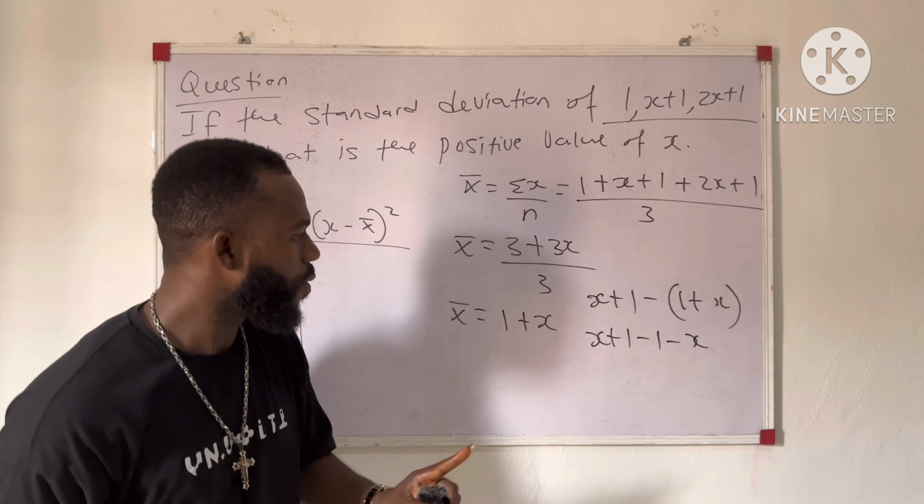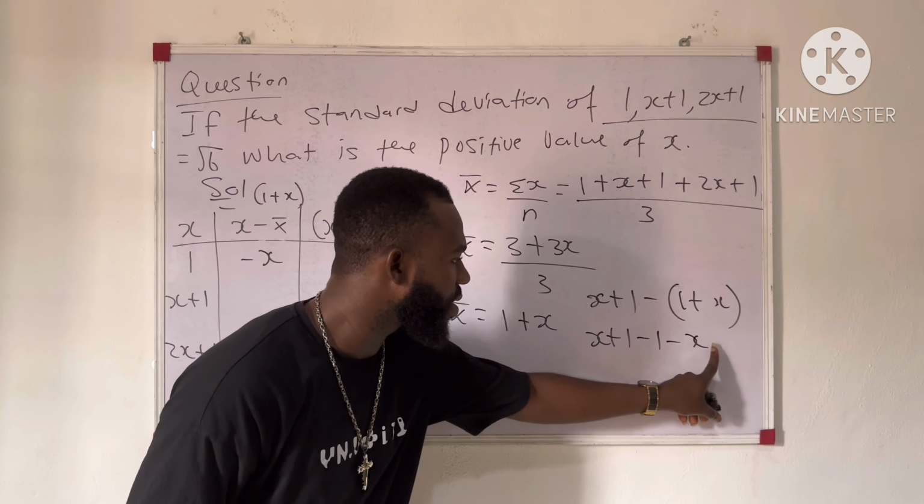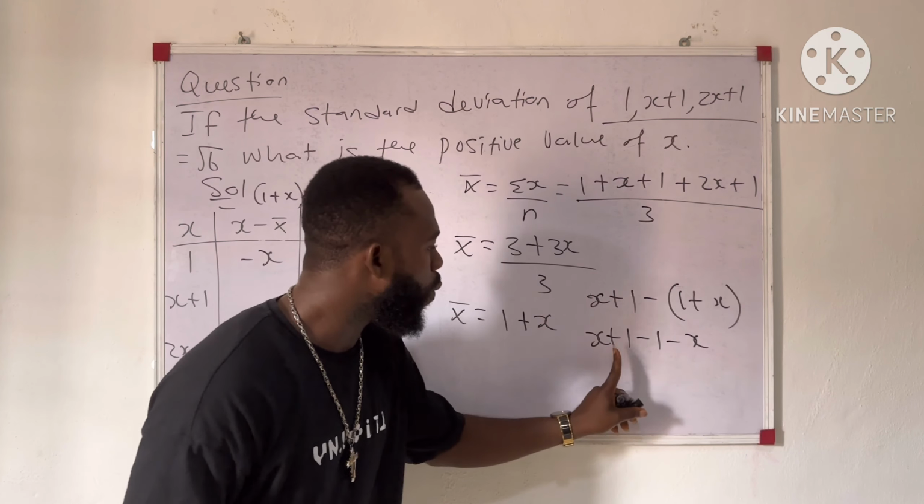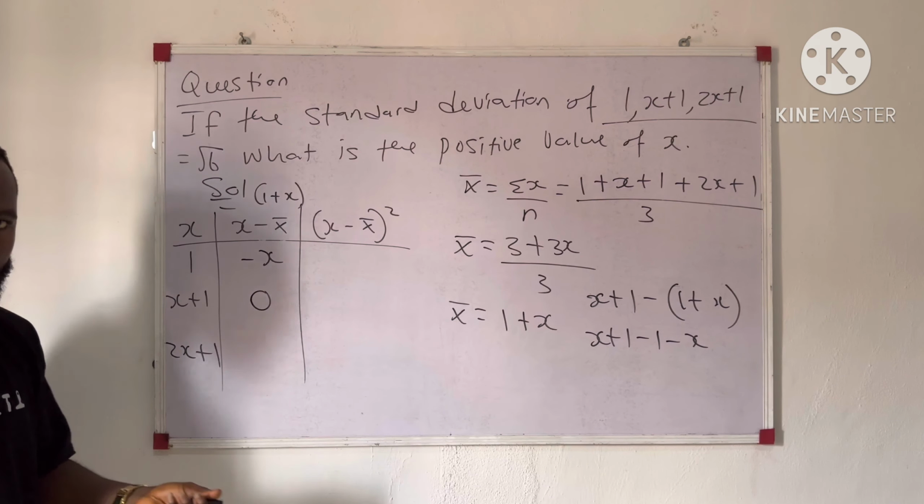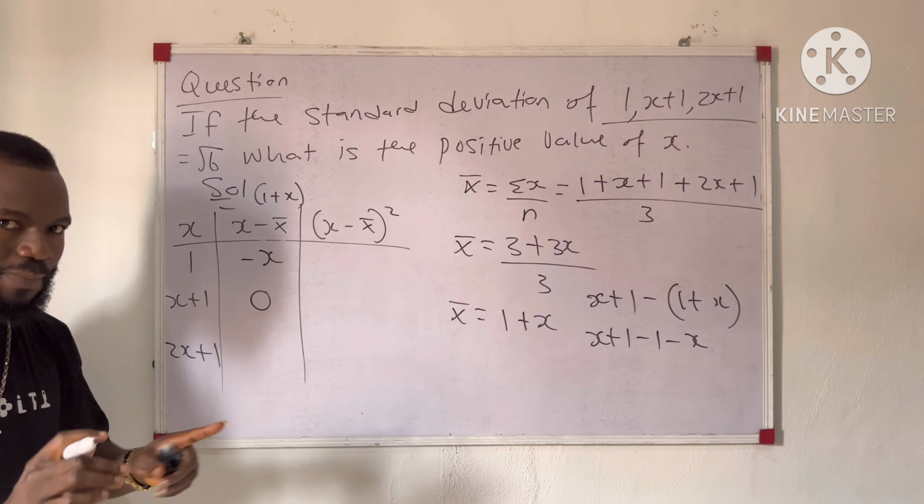Are you there? Now, x minus x is 0. 1 minus 1 is 0. So it means everything we have here is 0. It's as simple as that.